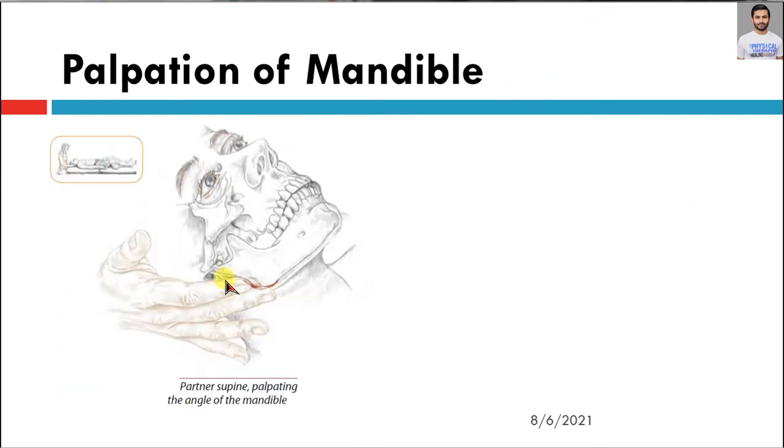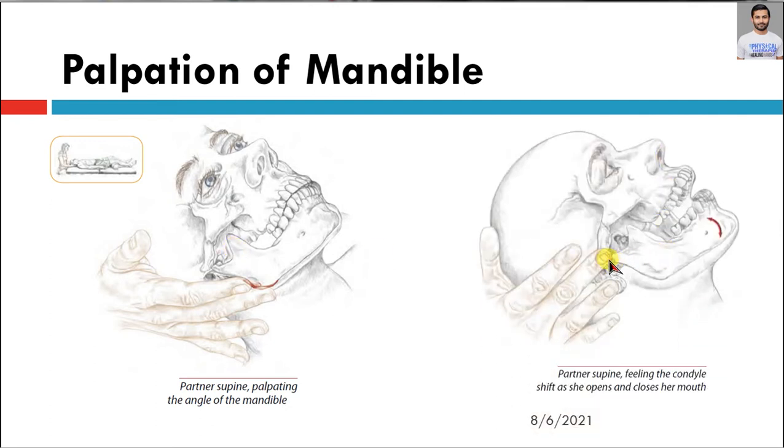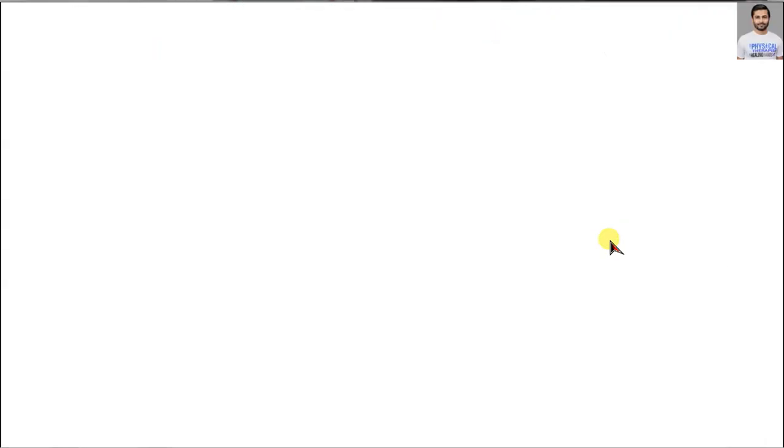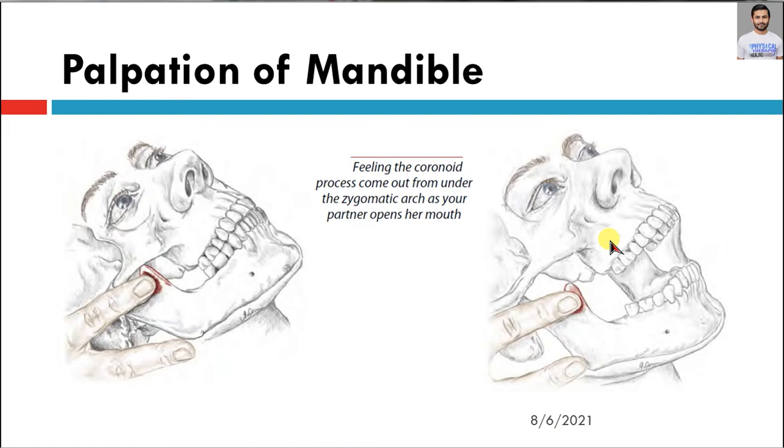Here you can see the therapist is trying to palpate the angle of the mandible. This is the point just anterior to the ear where you try to palpate this temporomandibular joint, and the partner is trying to open and close the mouth again and again. If somebody clenches their teeth with force, you can also see the prominence over here, and that tells you where this TMJ lies. Then the fully open mouth makes it a lot easier to palpate the coronoid process of the mandible.